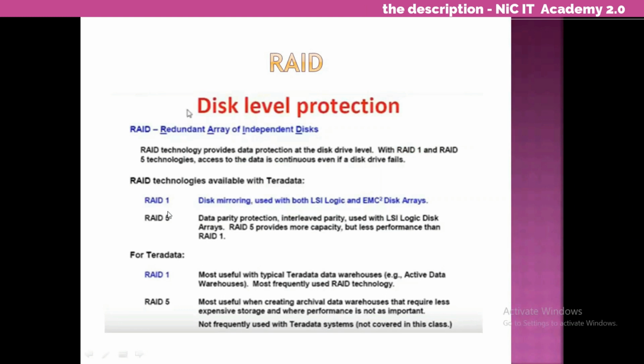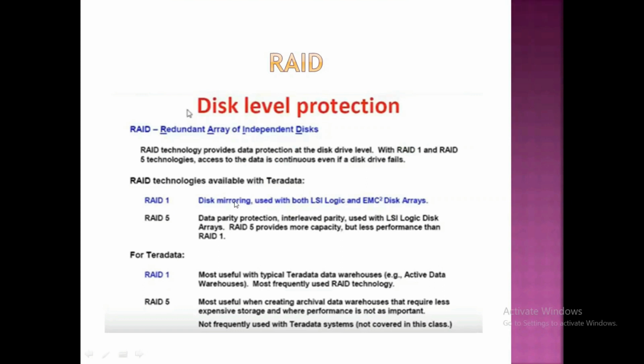RAID 1 is nothing but disk mirroring. So we have the disk mirroring concept. We have the AMP and then the disk, the virtual disk we have. In Teradata, it will have disk mirroring, so we will mirror that. Something like EMC square logic we will use. Disk mirroring is the RAID 1 concept. RAID 5 is some other concept. It's data parity protection.